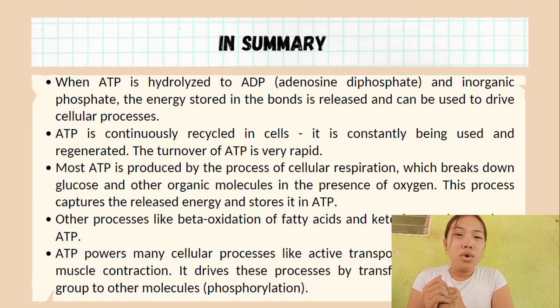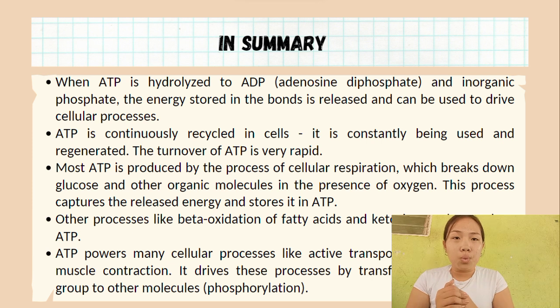Next, most ATP is produced by the process of cellular respiration, which breaks down glucose and other organic molecules in the presence of oxygen. This process captures the released energy and stores it in ATP. Other processes like beta oxidation of fatty acids and ketosis can also produce ATP. ATP powers many cellular processes like active transport, biosynthesis, and muscle contraction. It drives these processes by transferring its phosphate group to other molecules, called phosphorylation. So that's the sum up of our topic for today, which is the overview of metabolism, ATP, and energy production.